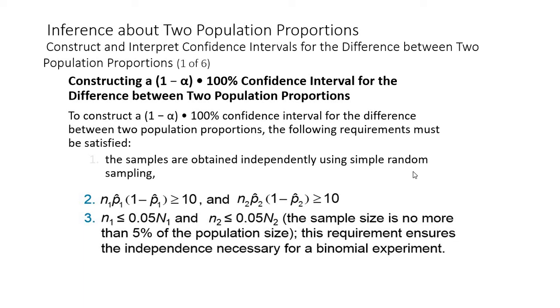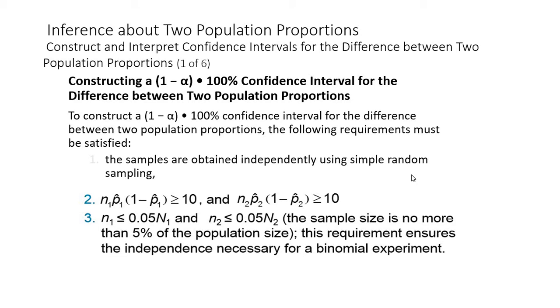We were talking about inference about two population proportions. Now we're going to learn how to construct and interpret a confidence interval for the difference between two population proportions. We talked about the distribution of the difference between two population proportions, and we said that the distribution is approximately normal with the mean, which is the difference between the two population proportions, and the standard deviation of the difference between the population proportions that I mentioned previously.